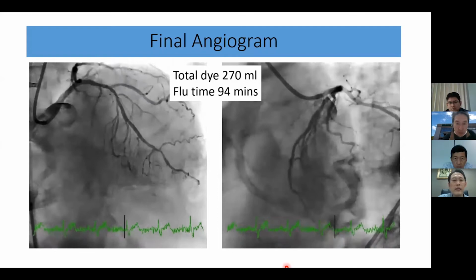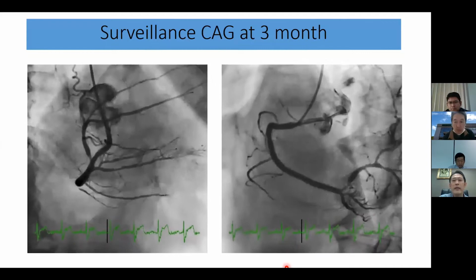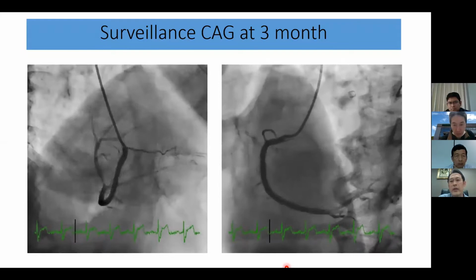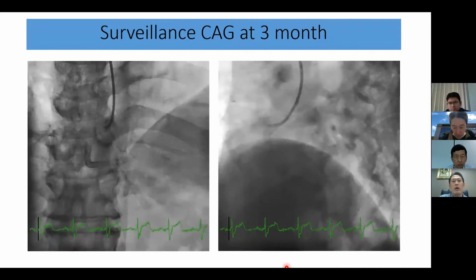And this is a surveillance angiogram after 3 months of index procedure. The RCA stent has good patency, and the PL branch is really big. This is another view.